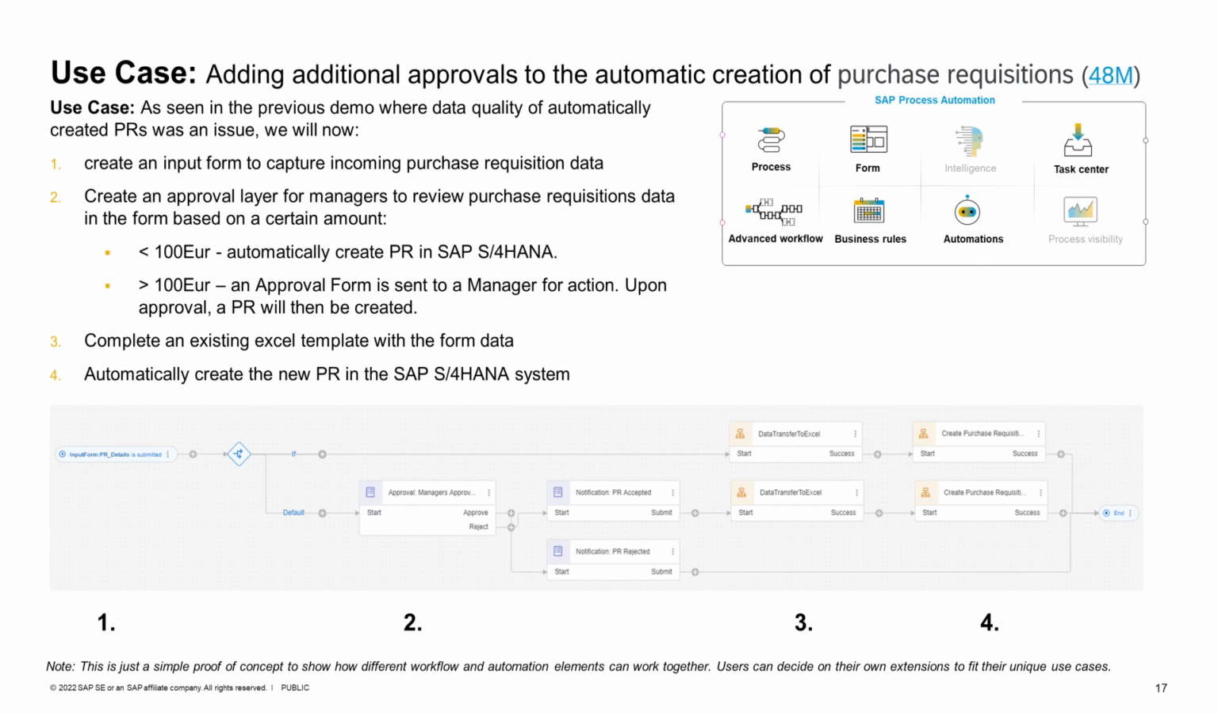Then we have a custom bot to fill an existing Excel template with data from the form, and then hand it over to the main bot, which creates the purchase requisitions within the SAP S/4HANA system, using the various elements of SAP Process Automation which we actually used in the demo, such as processes, workflows, business rules, forms, the task center, inbox, and also automations, combining them all in the end-to-end use case. Do note, however, that this is only a very simple proof of concept. You as customers or partners of SAP can decide how you want to make your own extensions to better fit your own unique use cases.